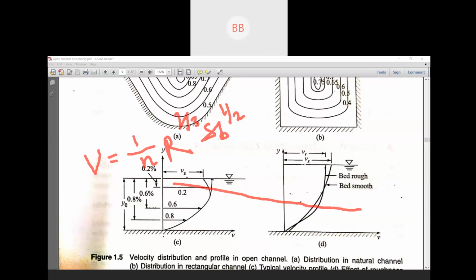Sir, can you hear me now? Yes, I can hear. Sir, can you explain again the bed slope? It was too fast, I can't catch up. Which one? For average velocity, Manning's equation, or how to find out bed slope? Which one are you talking about? How to find out bed slope before average velocity, sir? Okay, how to find bed slope?